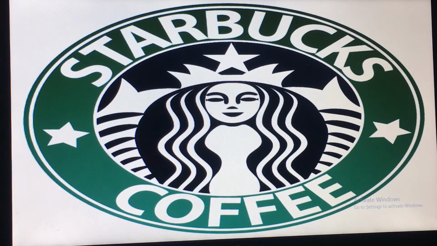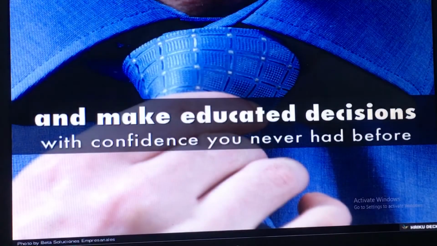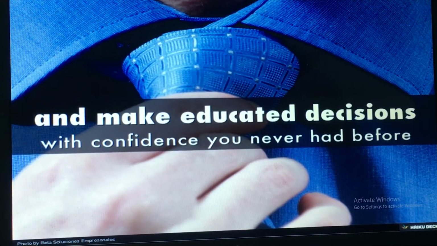In this way, Starbucks has successfully managed to grow global sales by 3% and revenue by 10% year on year in an incredibly saturated market. So it has made its educated decisions with confidence you never had before.